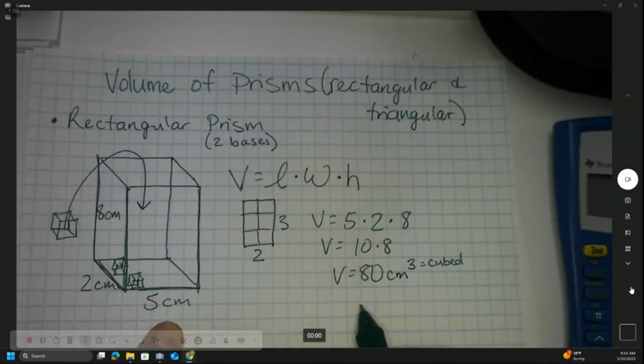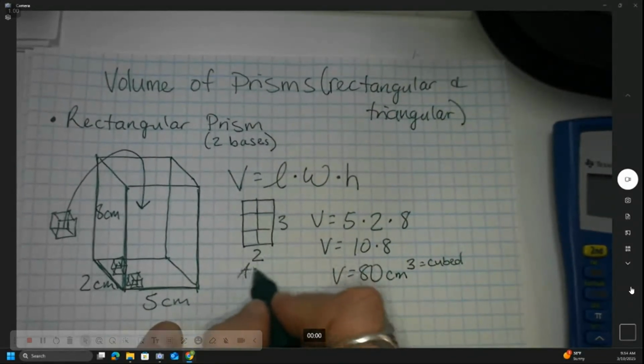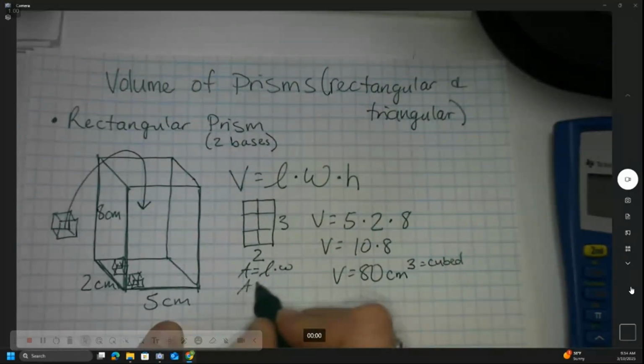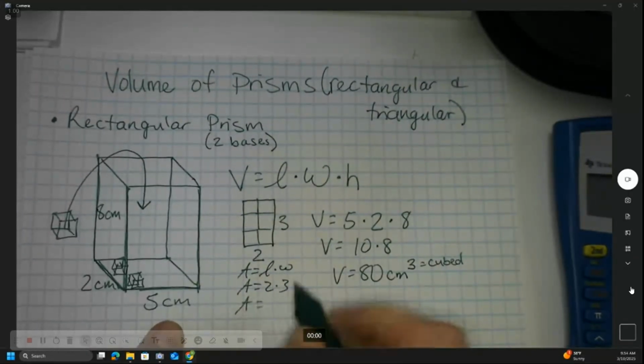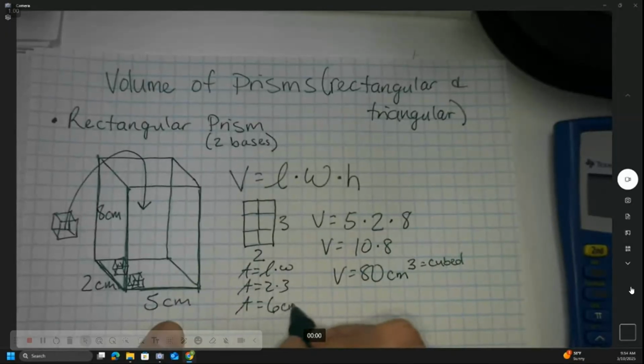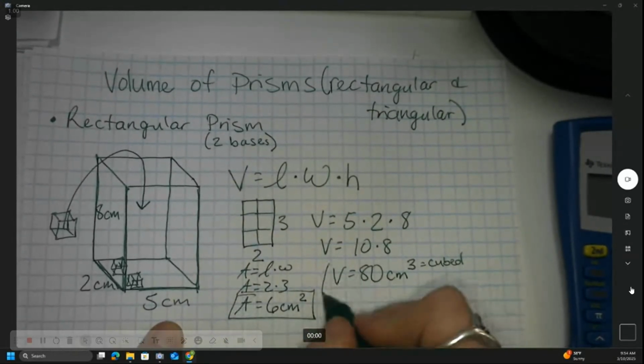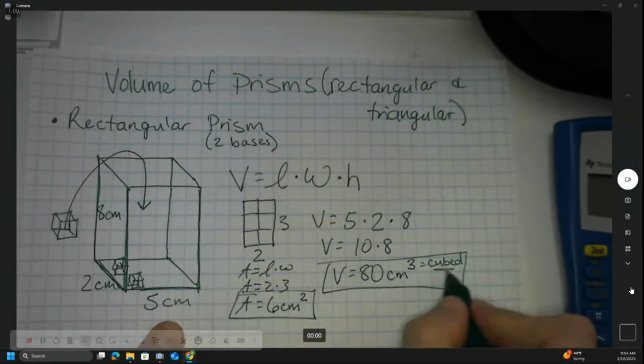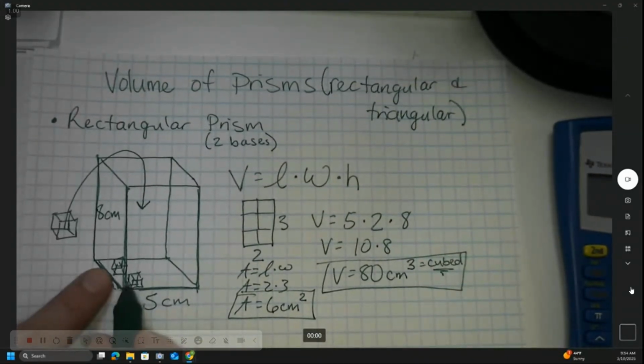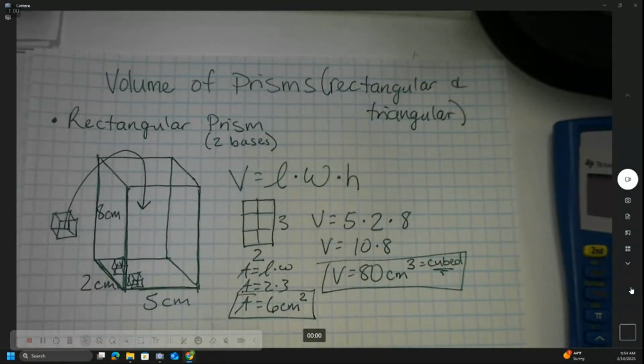Remember, you are cubing your answers because you're actually measuring with cubes. The 3 stands for cubed. When you were solving for the area, length times width, that was 2 times 3, and you got 6 centimeters squared when you're solving for area. But when you're solving for volume, you are cubing your answers because you're actually using cubes. How many cubes fill in that 3D solid? And that's for a rectangular prism.